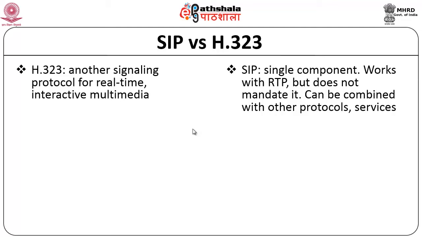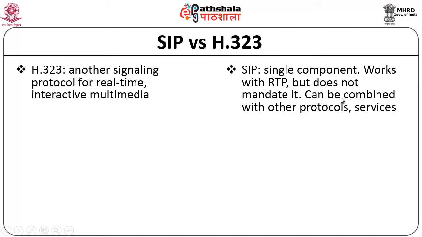One is very obvious. We can see that SIP is a very simple protocol, whereas H.323 we see is a very complex protocol. So let's look at other differences that are there and what are the advantages, disadvantages of each and so on. Okay. So H.323, it's another signaling protocol for real-time interactive multimedia. Now SIP is a single component. H.323 is a set of protocols that we have. Okay. SIP works with RTP but does not mandate it, whereas H.323 has to necessarily work with RTP.